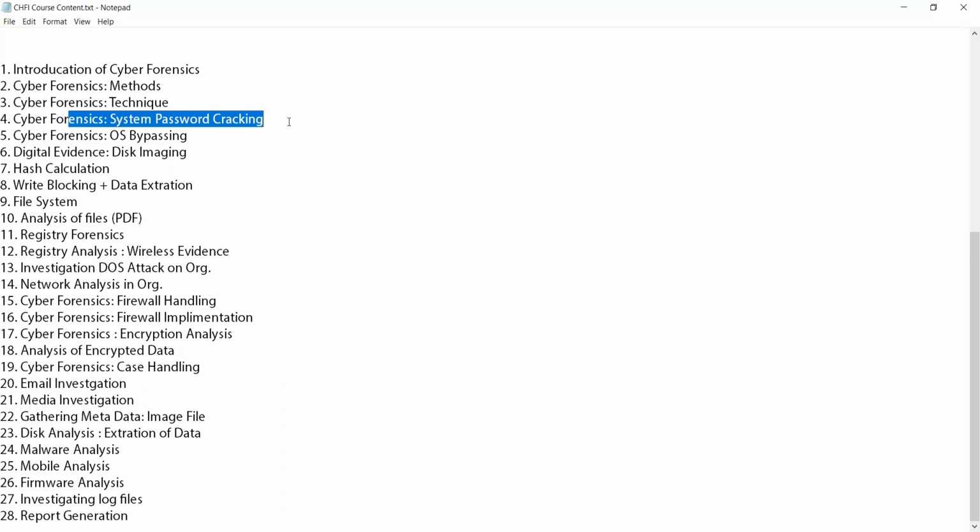The next part is malware analysis, and in this part I will teach you how to analyze malware on the basis of static analysis procedures. We will see how we can perform that in malware analysis. The next is mobile analysis. So what is mobile analysis?